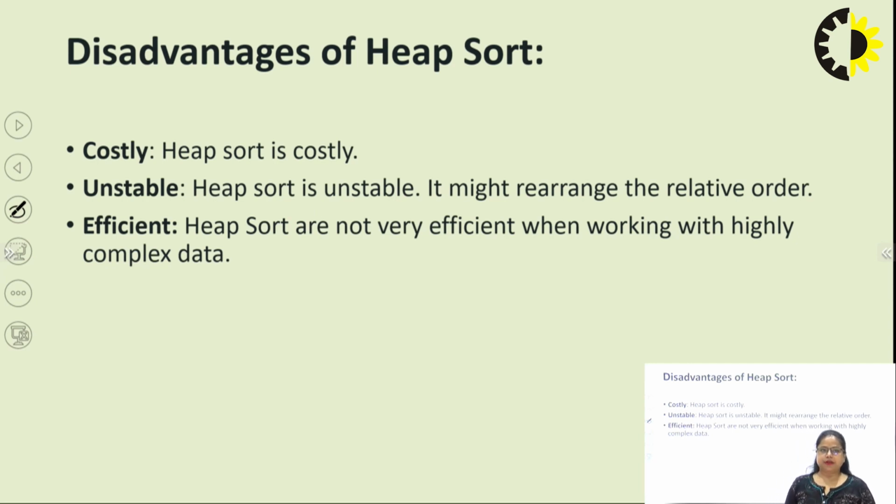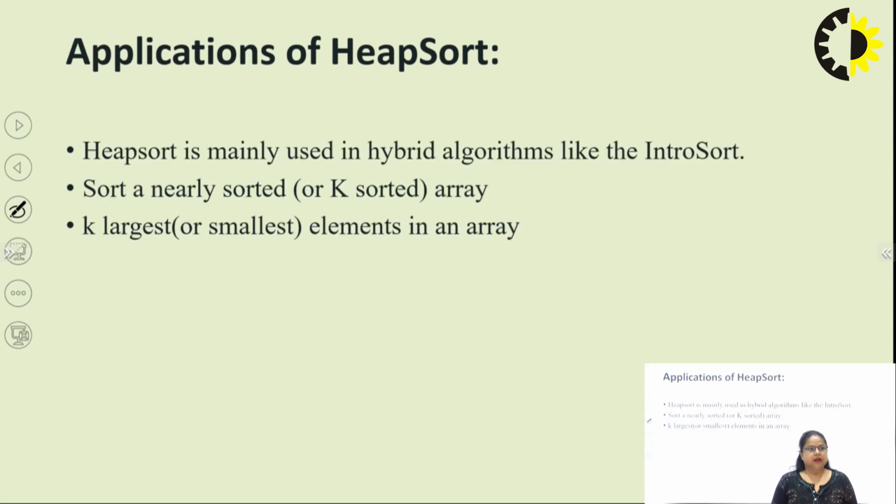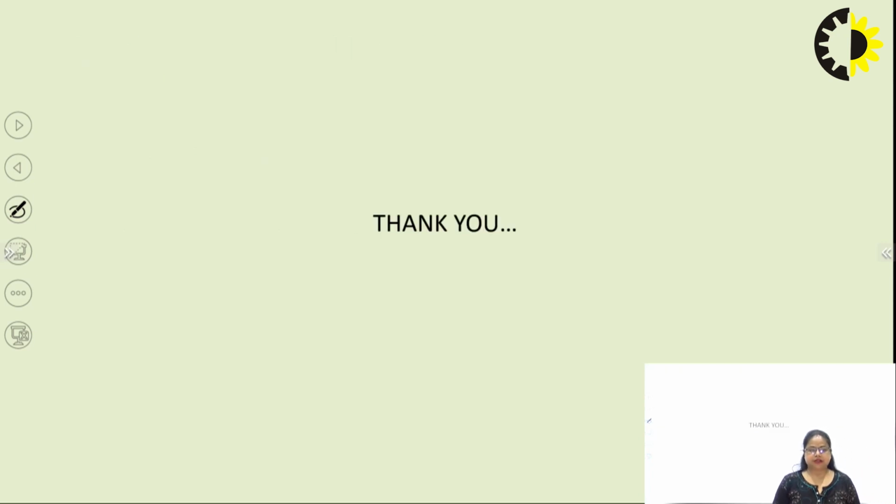And somewhere, if I'm talking about its efficiency, if we are giving complex data sets, it is not very efficient, right, for complex data. Now, if I'm talking about certain applications of heap sort, basically the heap sort is used in hybrid algorithms like intro sort, right? And somewhere if we are sorting nearly sorted or k sorted arrays, where we have to find the largest element or the smallest element in the array first. So these are all the applications of it.